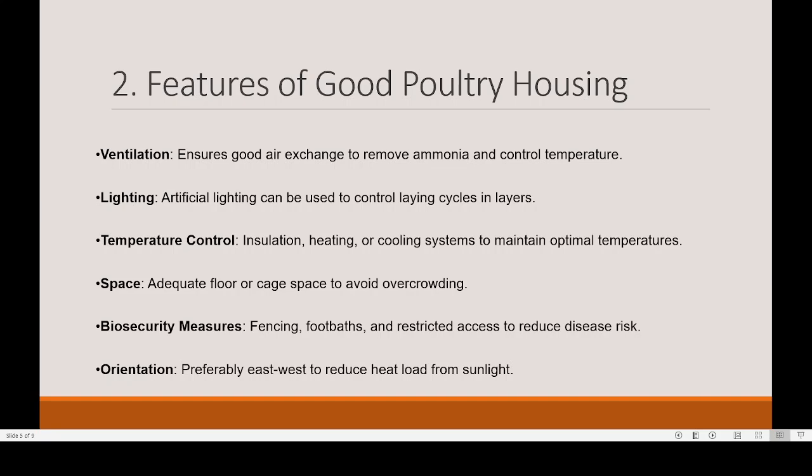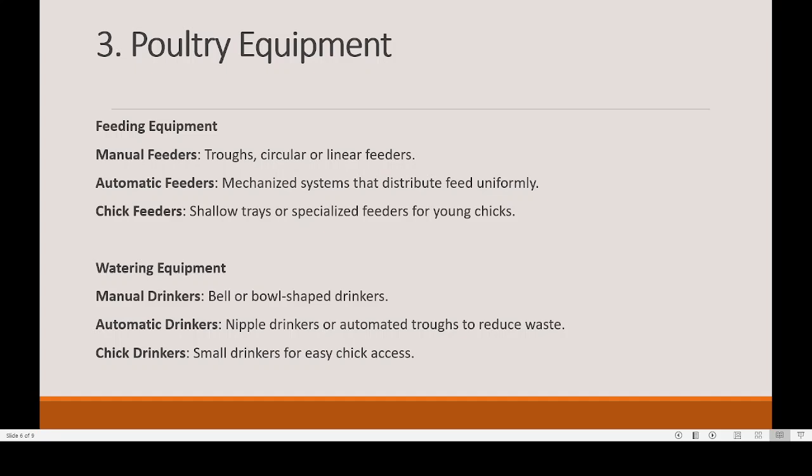Then next one is poultry equipment. What are the different types of poultry equipment we need? One is feeding equipment. Here also you can see manual feeders are there, automatic feeders are there, chick feeders are there. Maybe here also you can see some of the feeding equipment. Here you cannot see.